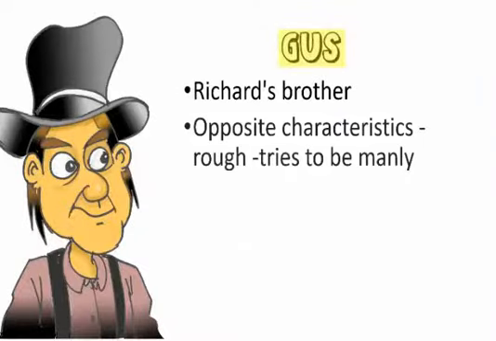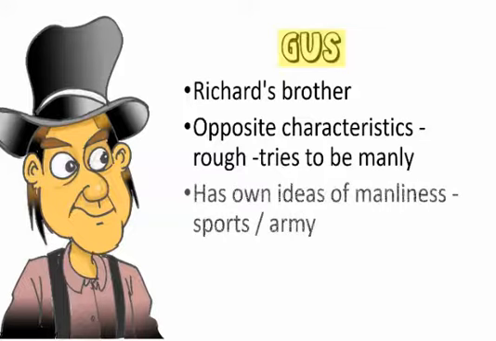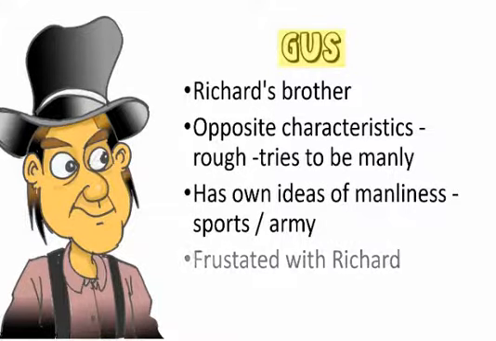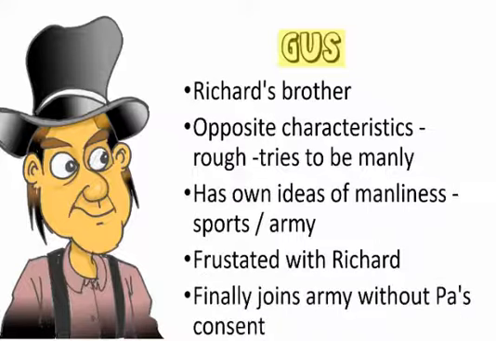Okay, next we have Gus. Gus is Richard's brother. He has the opposite characteristic of Richard's because he is very rough and tries to be manly. He has his own ideas of manliness, that is by joining army and sports. He is quite frustrated with Richard's characteristics, and he finally joins army without his father's consent.